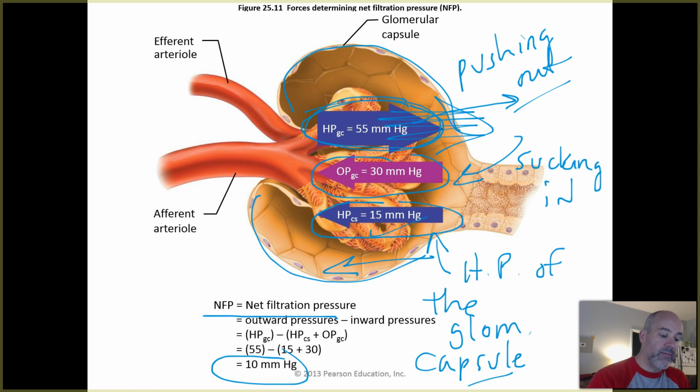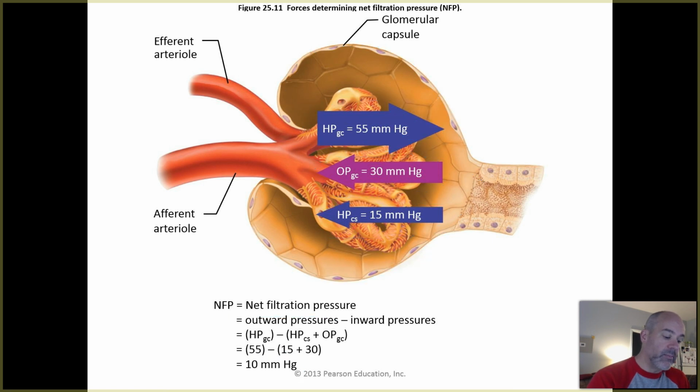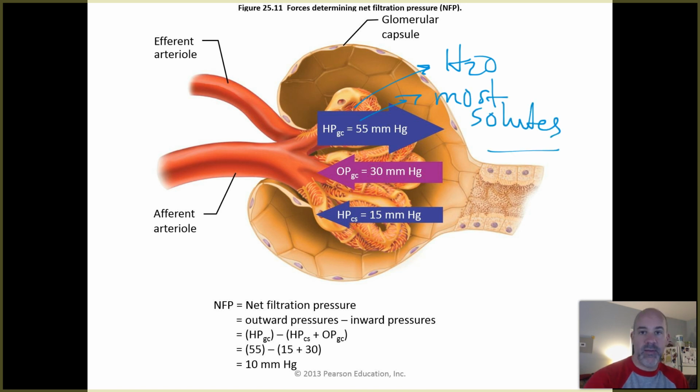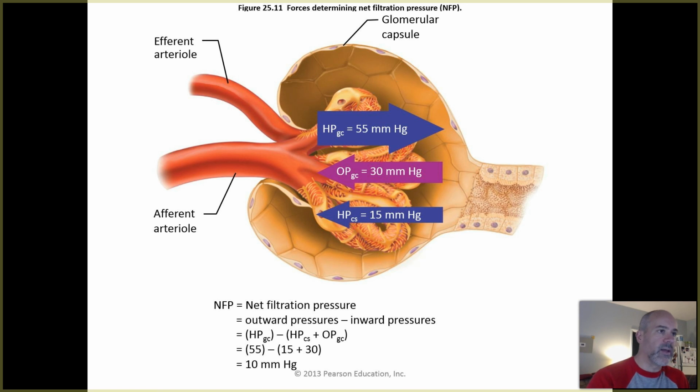And again, I just want to emphasize here, water's coming out and most solutes. So even good stuff at this point, like glucose and amino acids, things that we're going to need to reclaim before we excrete this urine, sodium, potassium, calcium, all your important electrolytes, they're getting squeezed out. So we're going to have to reclaim those before we excrete this urine that is forming in the kidneys.